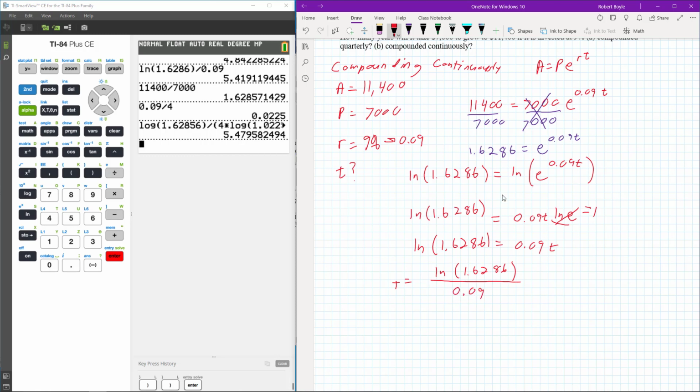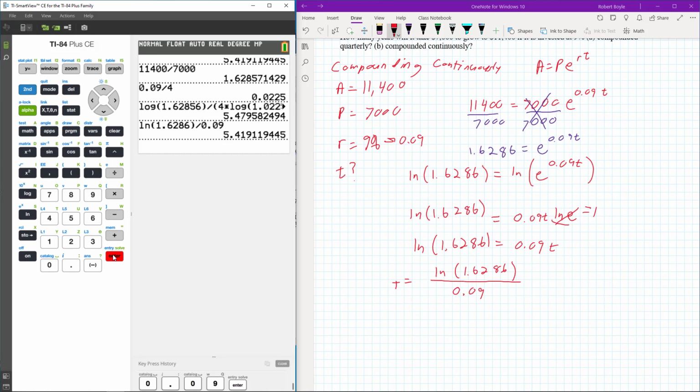divided by 0.09. And let's see what that looks like on our calculator. So once again, we're doing the natural log. That's ln, so we're going to click this right here. And that will be 1.6286, close the parenthesis, divide 0.09, and that gives us a value of t of 5.419, which will round to 5.42 years.